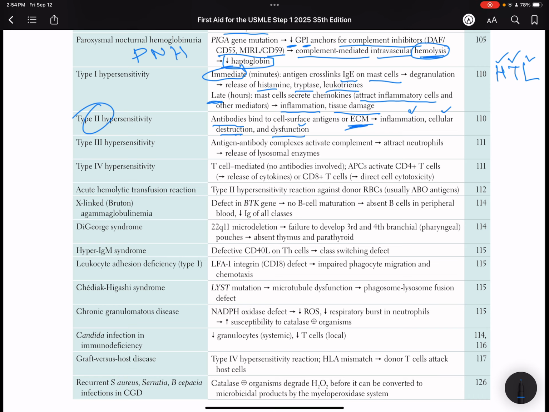What is type 3 hypersensitivity? Type 3 hypersensitivity is antigen antibody complexes activate complement. So in type 3 hypersensitivity, you see antigen antibody complexes activate complement. This leads to attract neutrophils, which leads to release of lysosomal enzymes.